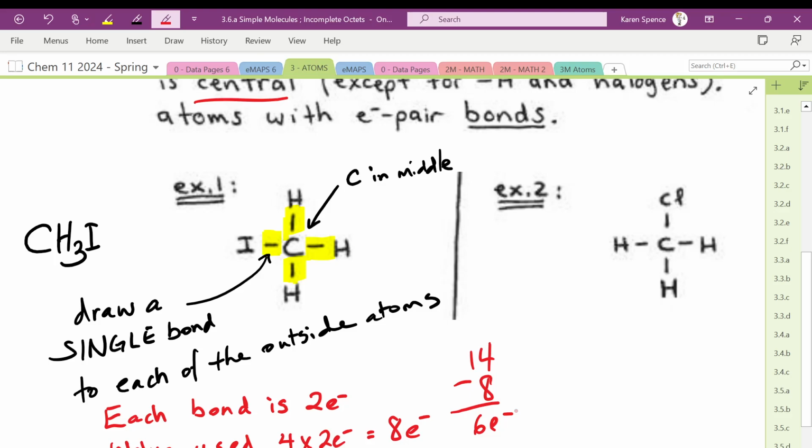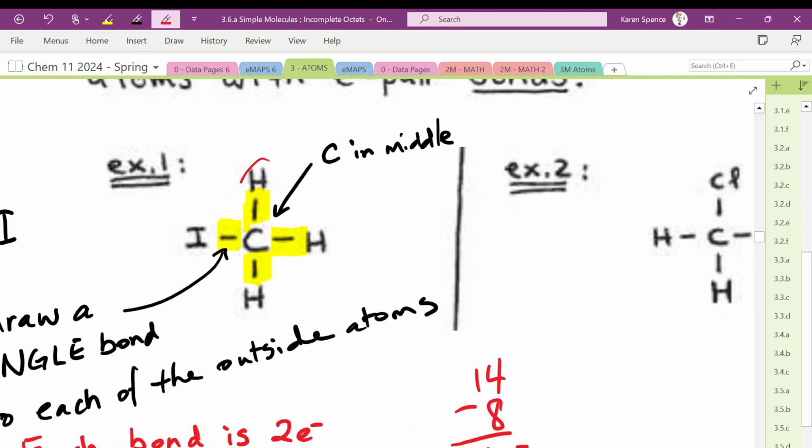So, who is satisfied at this point? Is our hydrogen satisfied? Does it have as many electrons as it needs? Yes, because hydrogen only needs 2. And guess what we have here? We have 2 electrons in that bond. Yes? How about this hydrogen? Is that hydrogen good? It's got a bond attached to it. That's 2 electrons. Hydrogen needs 2. So that hydrogen is good.